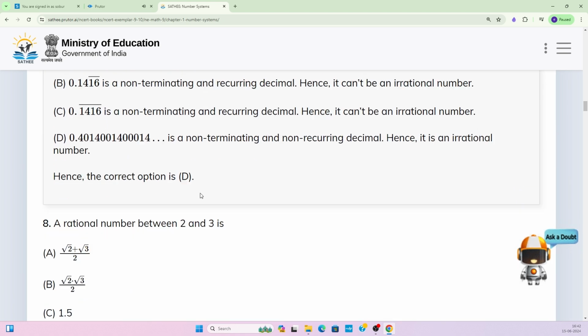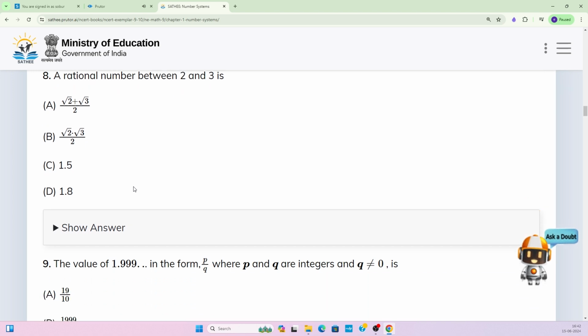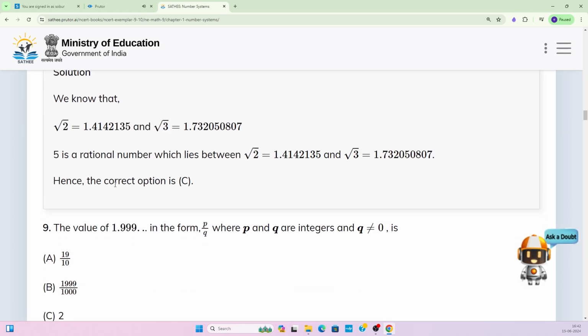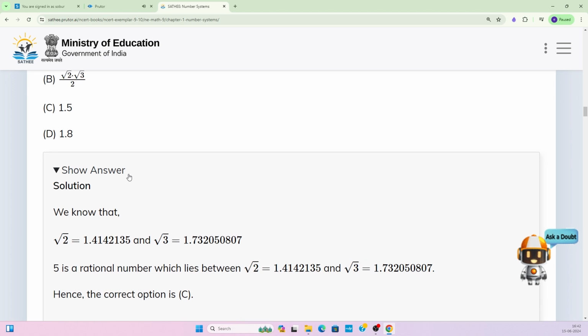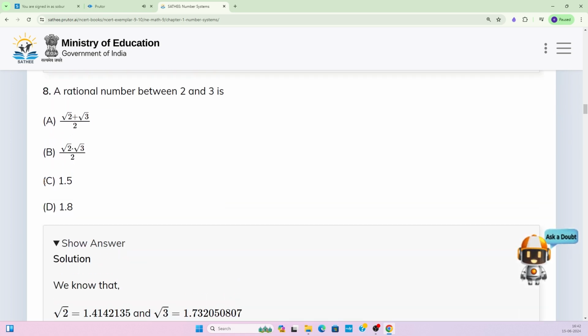So now let us see question number 8. Here in this question we have: a rational number between root 2 and root 3 is what? So let us check which option is correct. We know that root 2 is equal to 1.4142135... and root 3 is equal to 1.7320508... So here 5 is a rational number which lies between root 2 and root 3. Hence the correct option is option number C. So this is actually our correct answer.